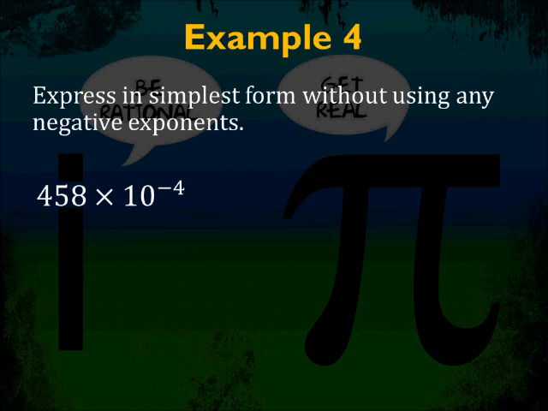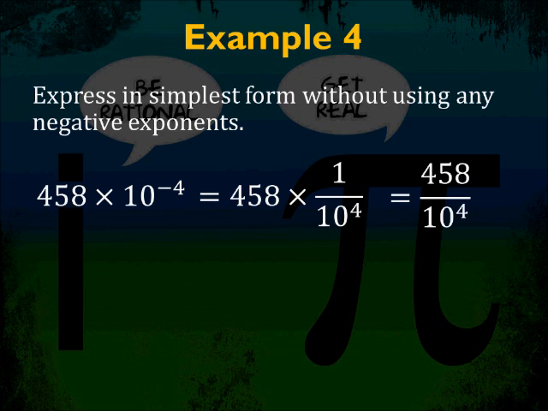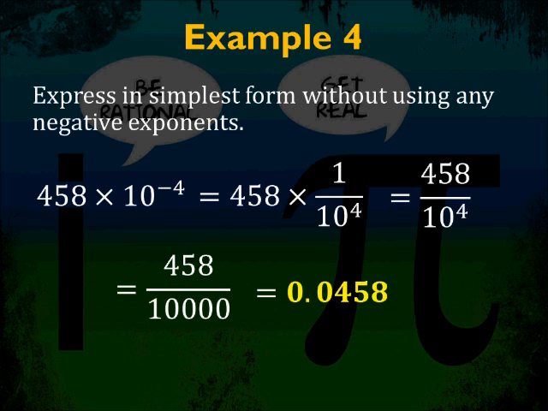Example 4. Express in simplest form without using any negative exponents. So 458 times 10 to the negative fourth. So the 10 to the negative fourth we have to re-express as a positive exponent, which means we have to take the reciprocal of 10 to the negative fourth. So we get 458 times 1 over 10 to the fourth. Now you combine that into one fraction. Expand the 10 to the fourth to 10,000. Now you can reduce this into a simpler fraction, or you can simply rewrite this as 0.0458.